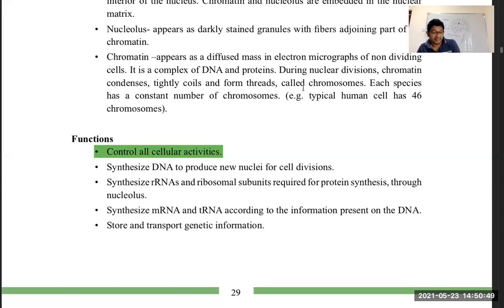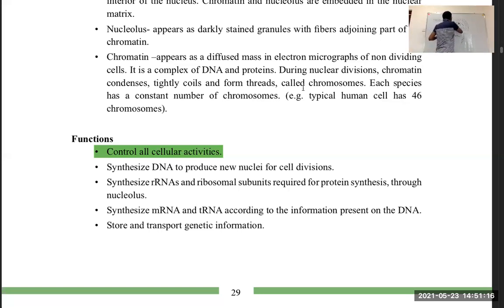Fifth one, store and transport genetic information. All right, so these are the functions of the nucleus.